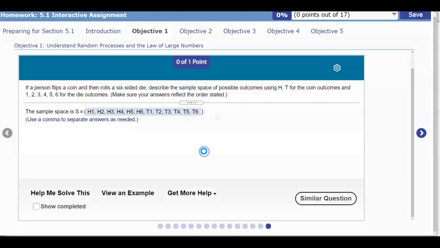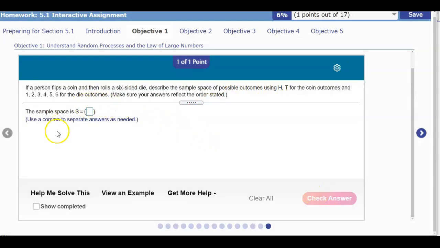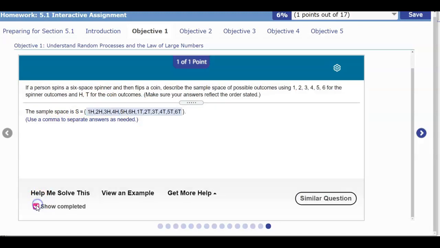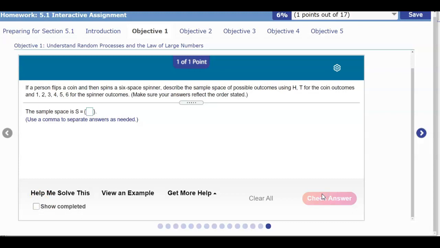Okay. Now, let's just try a similar question just to see what would happen here. So let's do another similar question here.